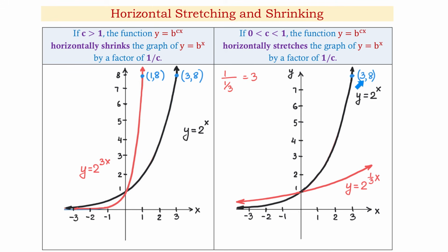For example, when x is 3, the value of this function is 8. To get the same y-coordinate for this function, the value of x must be 9, because 1/3 times 9 is 3, and 2 to the third power will be 8. So outside of this window, this graph will have a point with the coordinates 9 and 8. So then we can say that the x-coordinates of this function are the x-coordinates of this function multiplied by 3. In other words, if we take this 3 and we multiply it by 3, we will get 9.